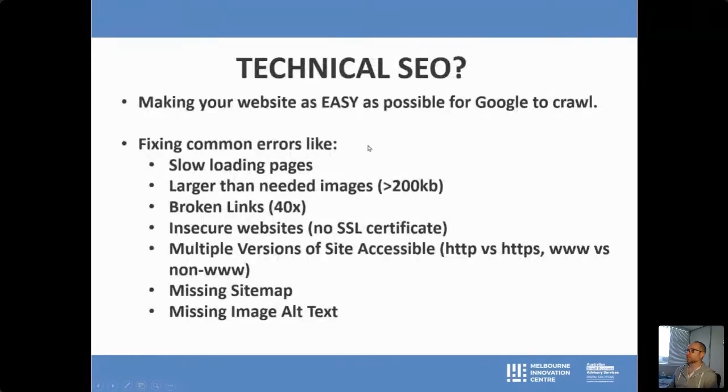So in terms of technical SEO, what we're trying to do here is make your website as easy as possible for Google to crawl. If your website's got a lot of errors on it from a code point of view, it makes it really difficult for Google to crawl through your website and to actually understand what your content is about. So we basically want to make it as easy as possible.